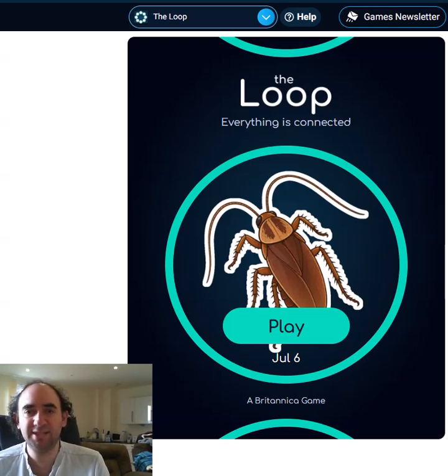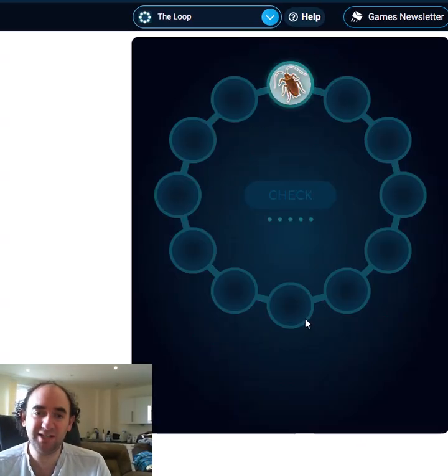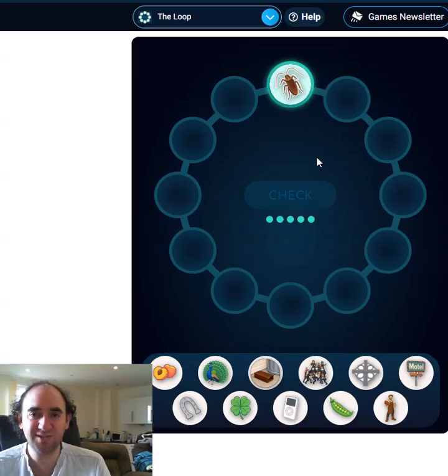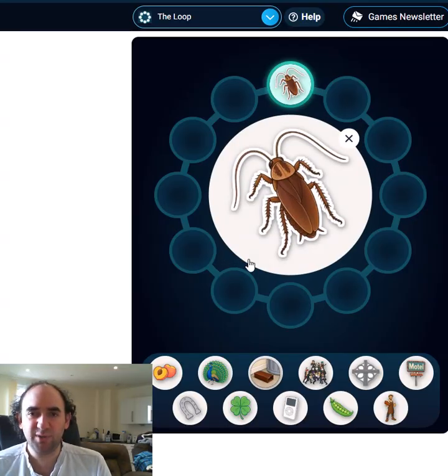Up again. Welcome to today's attempt at a loop, the game where everything is connected. We get a series of pictures, we have to put them into a loop such that each one is connected in some way to the ones on either side, as you can see. We're starting with a cockroach, I'm guessing.